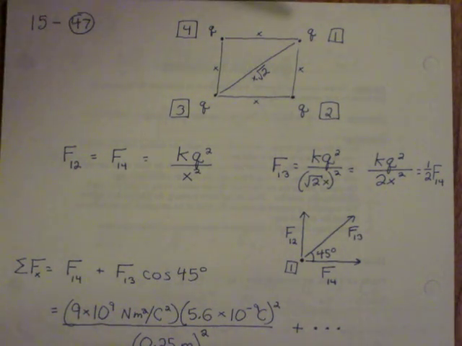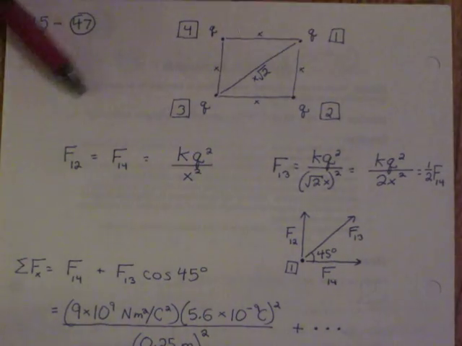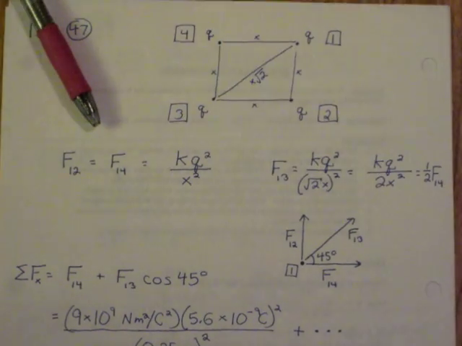So I've labeled these charges around the square 1, 2, 3, 4, and I'm going to solve for the net force on charge number 1, on the upper right-hand corner. The first thing to do is to solve for the different forces. Now, the force from 2 and the force from 4 acting on 1 are going to be the same: k times q squared divided by x squared, where x is the length of the square.